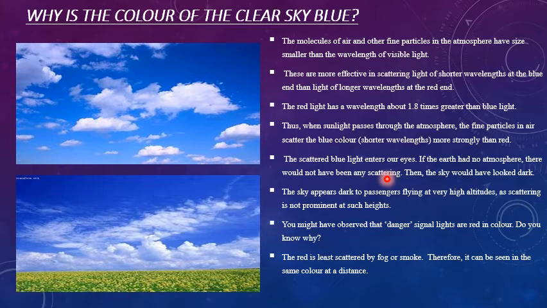The sky appears dark to passengers flying at very high altitude as scattering is not prominent at such heights. For passengers who are traveling in the air, this color is not visible. So they will see the sky dark in color.